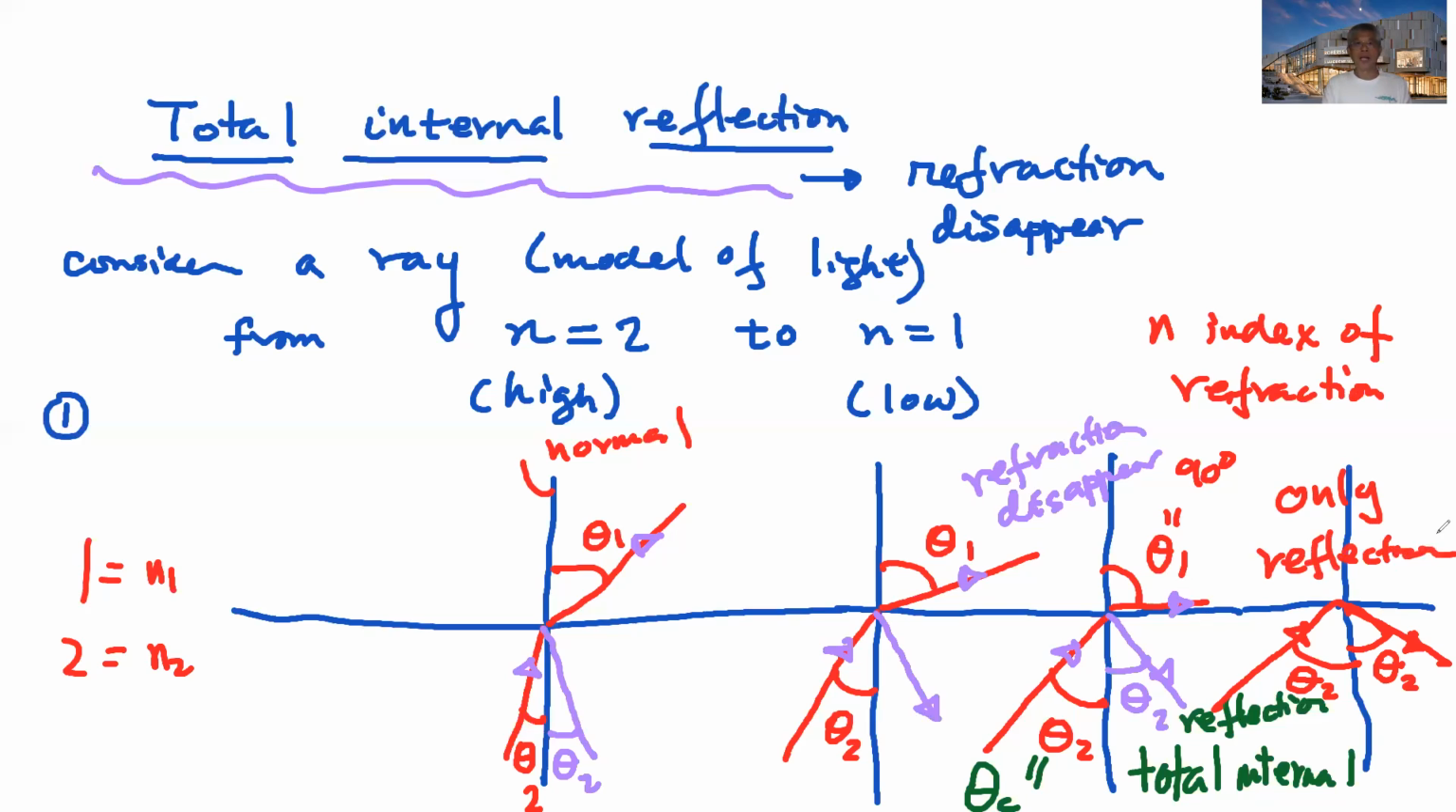So that's the topic of total internal reflection, and this has a very important application. We'll consider some examples later. That's all we have, and hopefully you understand a little more about light and its behavior through the model of a ray.